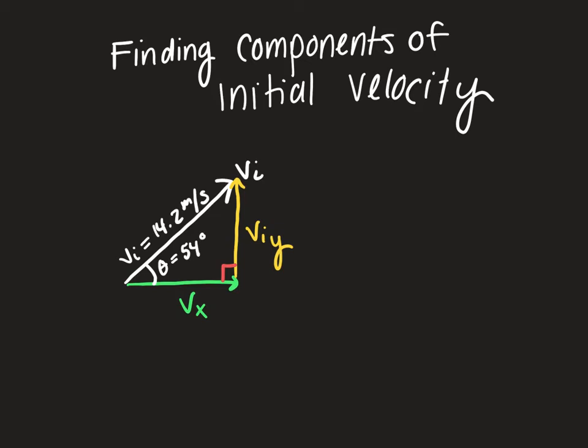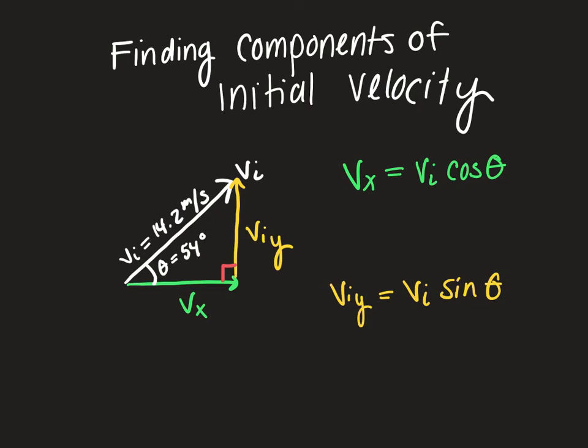So, there's a really easy formula I'll give you to find each of these. To find Vx, you will do VI times cosine theta. And then to find VIY, you will do VI times sine theta. So that's it. For this one, you would do 14.2 times the cosine of 54, and then here you would do 14.2 times the sine of 54.